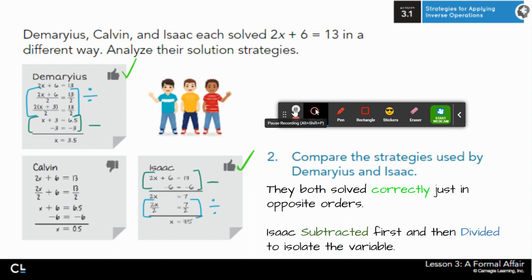When comparing Demarius and Isaac's work, they both solved correctly, just in opposite orders. So Isaac subtracted first and then divided to isolate the variable. So notice, they took 2 different paths, but in the end, they got to the same answer. If you also notice that, go ahead and give yourself another quick pat on the back.